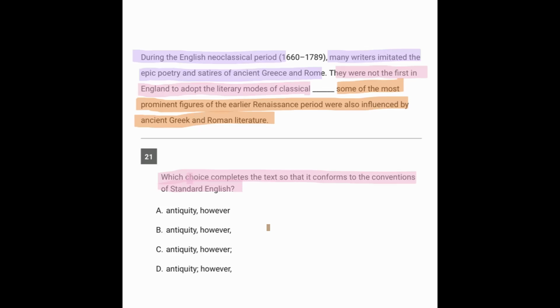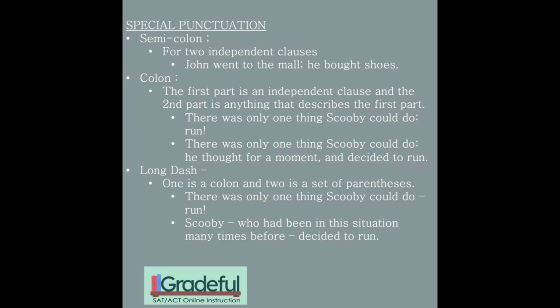Let's take it apart. First of all, let's talk about when we should use a semicolon. Here are our rules for semicolon, colon, and long dash. But right now, let's just talk about the semicolon. It's for two independent clauses. John went to the mall. He bought shoes.